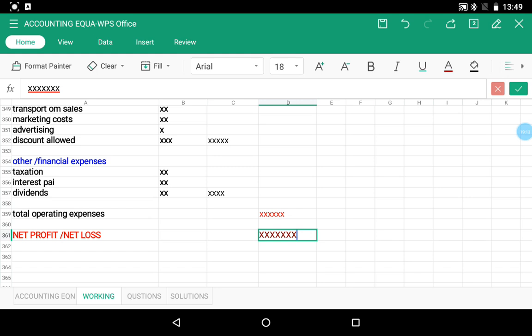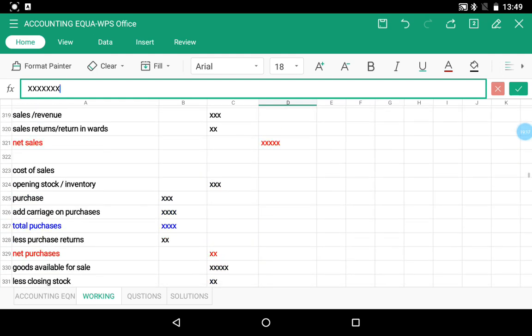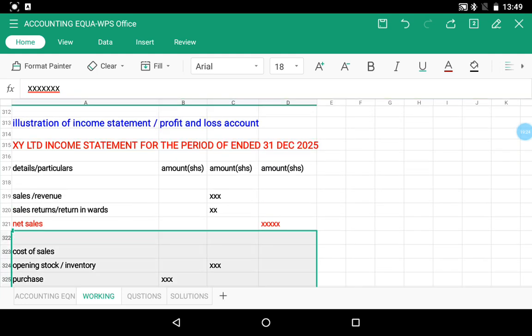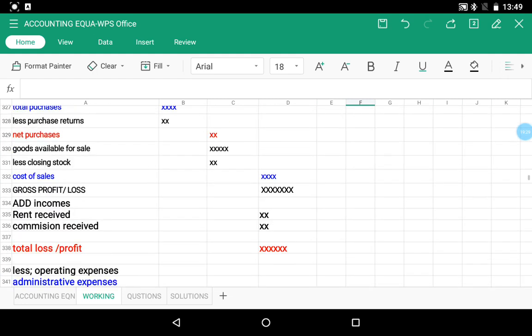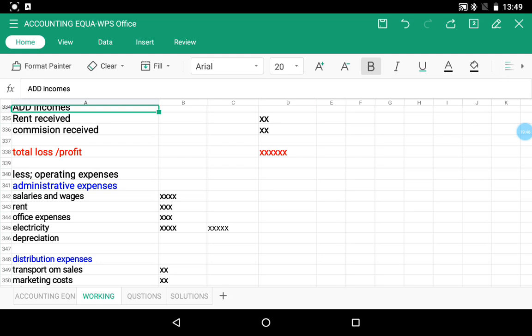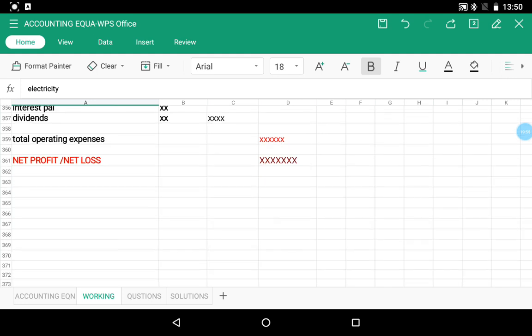So that is our illustration for the income statement. Well, we have said you get sales, you less cost of sales to get gross profit or gross loss. Add incomes to get total profit or loss. If it is a negative, it's a total loss. If it is a positive, it's a total profit. Then you less expenses, the costs you incur while doing business. You total them, and you get your net profit or net loss.